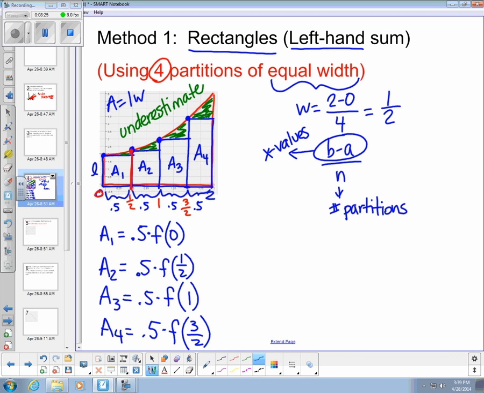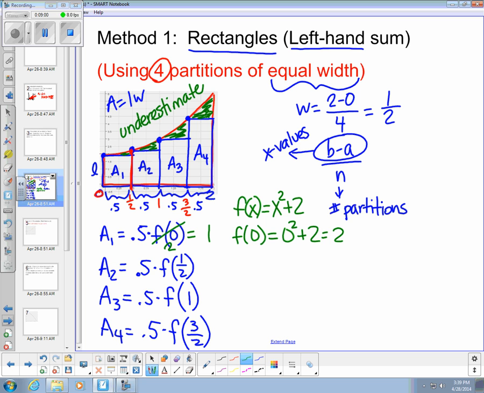Okay, so now how do I calculate those areas? Well, how do I do f of 0? To do that, I'm going to have to plug 0 into my original equation. Remember your original equation, f of x was x squared plus 2. So when I plug in 0, I'm going to get 0 squared plus 2, which is 2. So I've really got 0.5 times 2, which is 1.